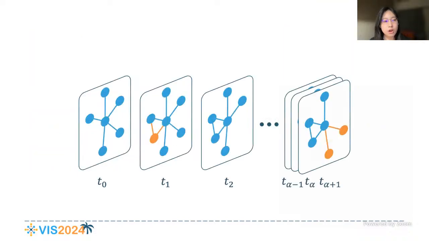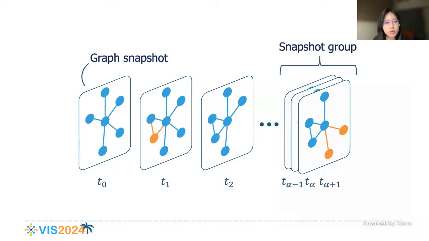To group similar snapshots and capture important changes, we designed a method called causality preserving temporal clustering. Before explaining the method, let me introduce the key concept. Each graph snapshot acts like a building block, showing the state of the graph at a specific time. A snapshot group is a set of adjacent snapshots that cover a certain time period. Our goal is to create these groups effectively by clustering adjacent snapshots together, while also giving users the option to adjust the number of groups.